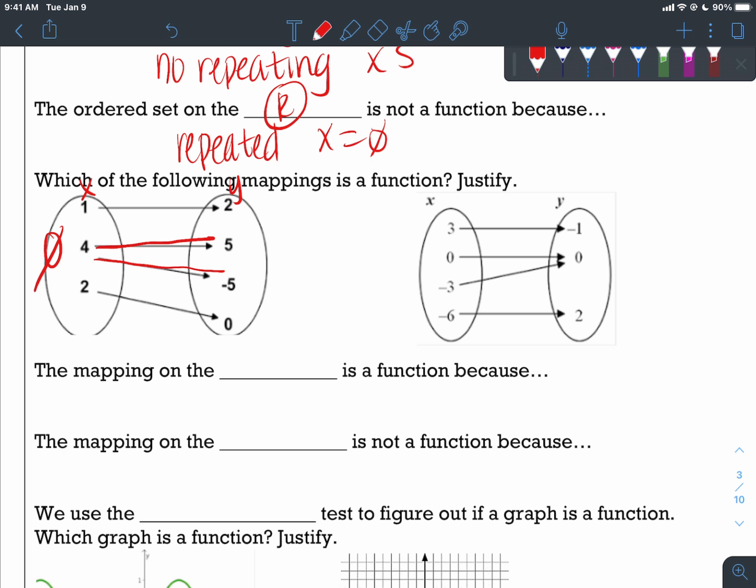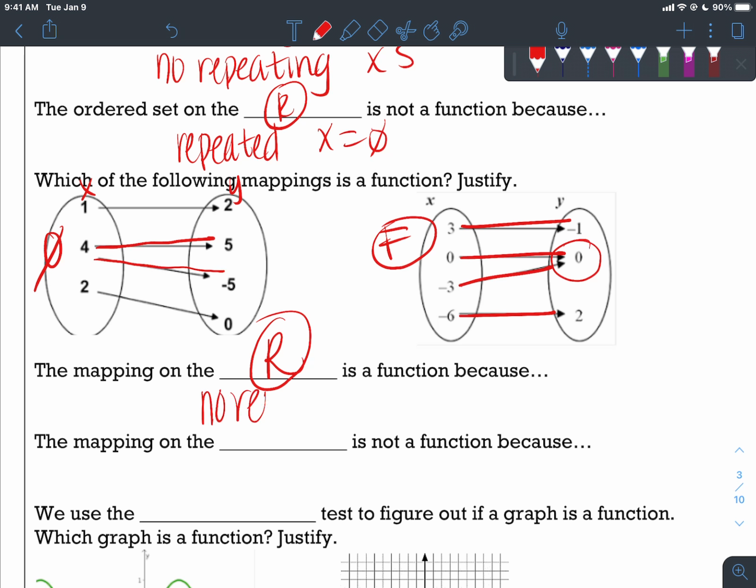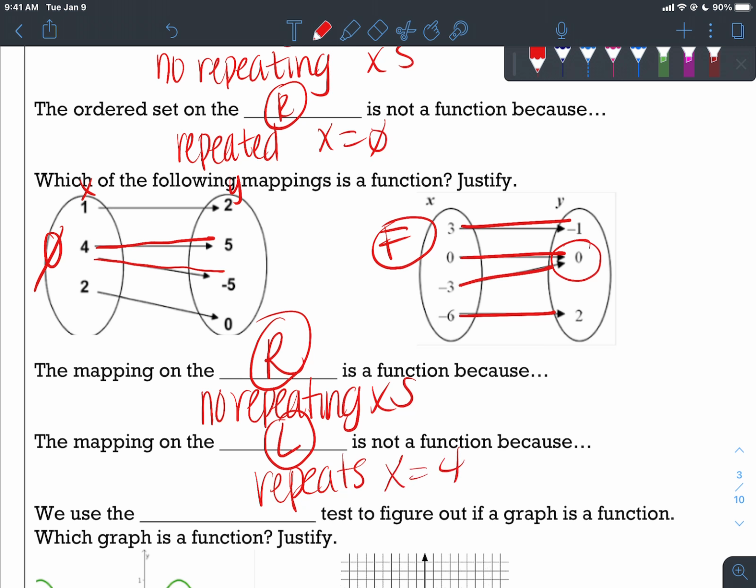Over here on this side, everybody is just going to 1 y. It doesn't matter that this y over here has 2 x's, as long as each x only has one line coming from it. Function. So the mapping on the right is a function because it has no repeating x's. And the map on the left is not a function because it repeats x equals 4.